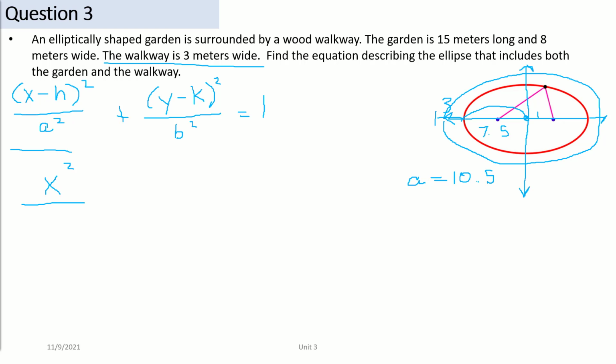All right, and for the B, we're going to do the same thing. It's 8 meters all the way across. Half of that distance is 4. 4 plus another 3 is 7. So B is equal to 7.